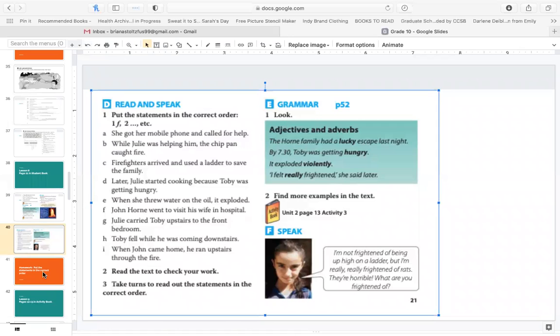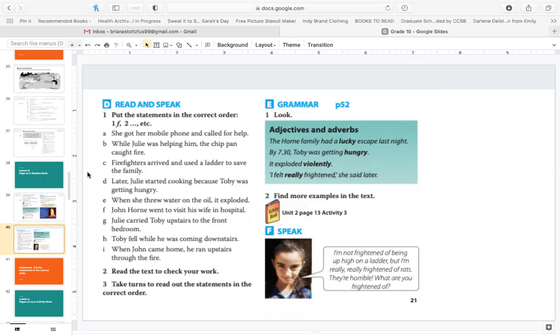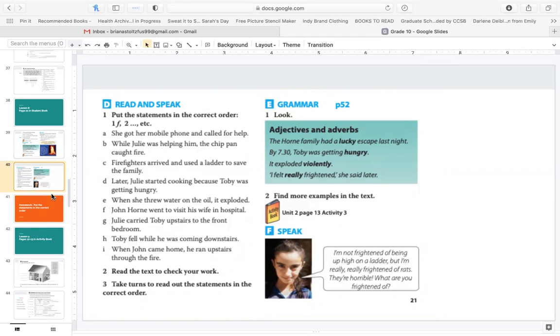For homework, put the statements in the correct order from this page. Okay, that's all I have for you today for homework.